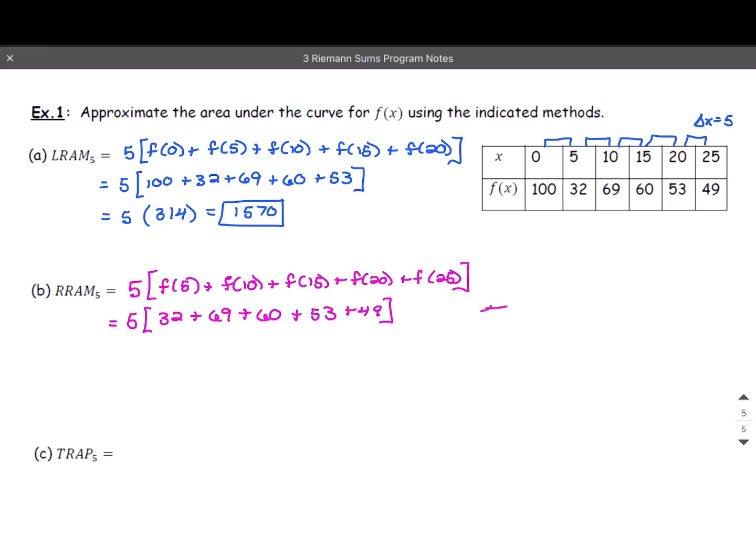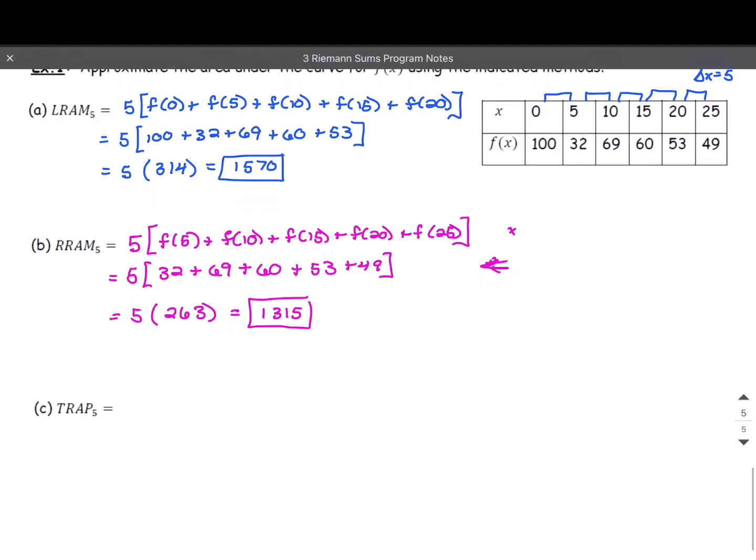And guys, yes, since they gave you a table, you can start on this line and skip this line. That's also okay, all right? So we have 5, and if we do the addition inside, we're going to get 263. Multiply that by 5, we're going to have 1,315. There we go. All right, now we have a trapezoid to do.